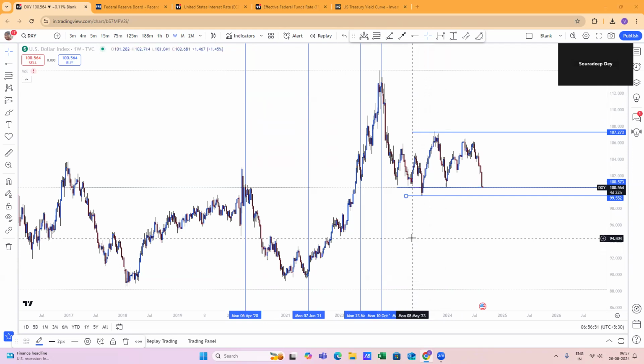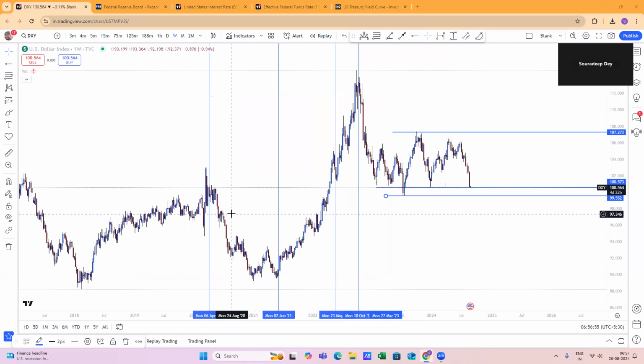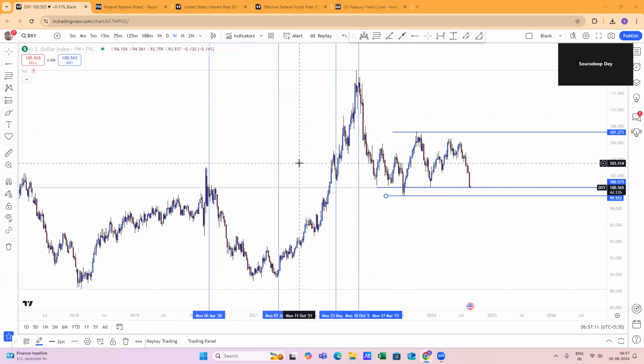Now, today we are going to look at the dollar index. Look at this dollar index. What is dollar index? Dollar index is the relative value of the dollar with respect to a basket of currencies like the euro, Japanese yen, Swedish krona, like that. So, here is the dollar index chart.